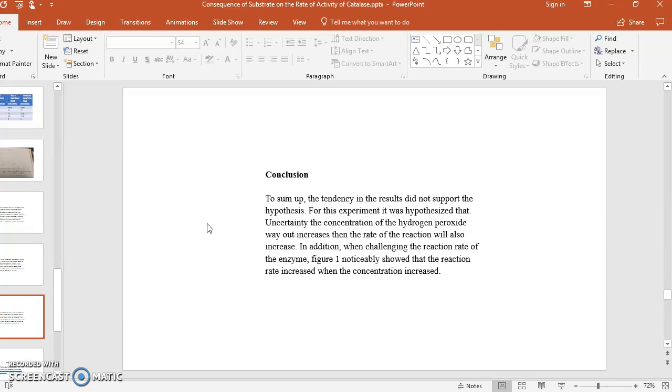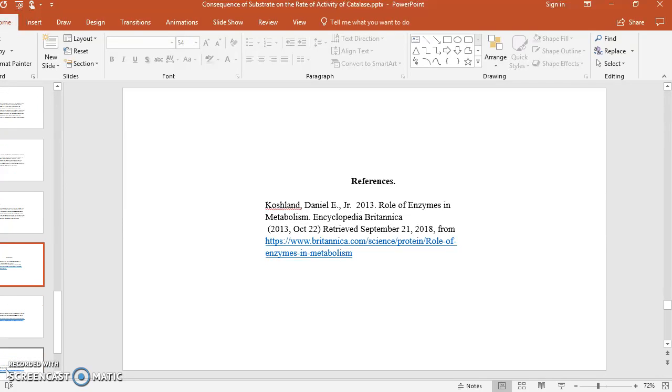To conclude, to sum up, guys, the trend is that the result did not support my hypothesis. For this experiment, it was hypothesized that if the concentration of the hydrogen peroxide increases, then the rate of the reaction will also increase. Furthermore, when examining the reaction rate of the enzyme in figure 1, I noticeably show that the reaction rate increases when the concentration increases. For references, I chose Coslane Daniel, role of enzyme in metabolism.